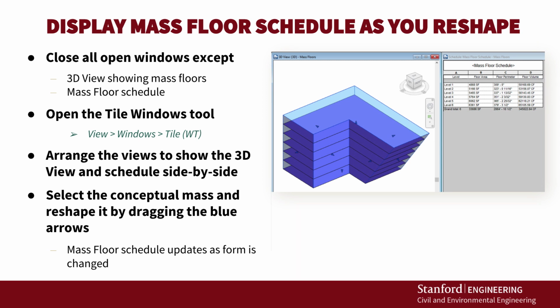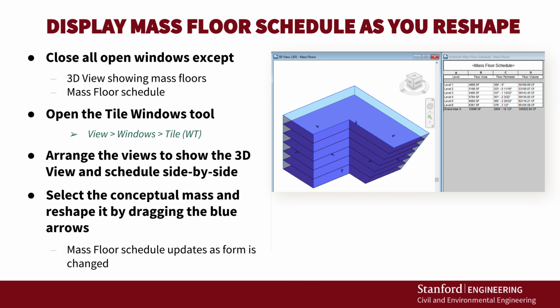Then with those two views open, let's use the Tile Windows tool to display them side by side. Under the View tab in the Windows section, you'll find the Tile Windows tool. It has the very convenient keyboard shortcut WT for Window Tile. Once those windows are tiled, you can arrange the views to show the 3D view and the schedule view side by side, kind of panning and zooming as necessary so you can see the information that you want.